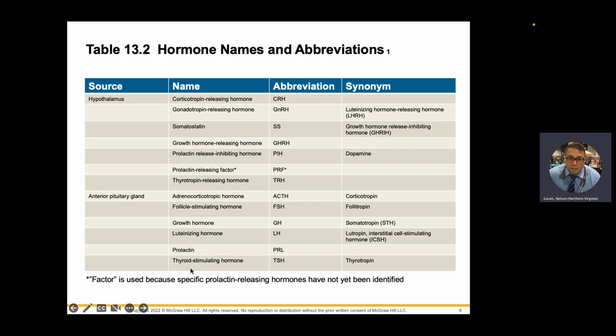Now, your thyroid deals with metabolism. We're going to talk a little bit more about that later, but this is your TSH, thyroid stimulating hormone, and that's in your anterior pituitary gland.